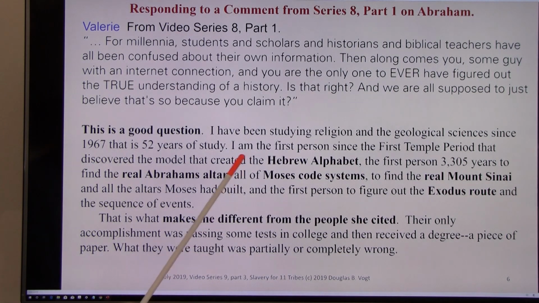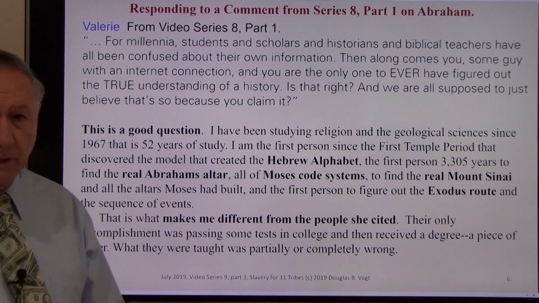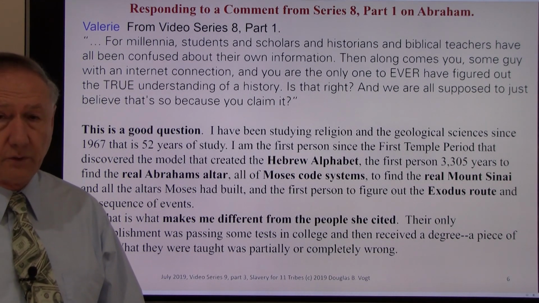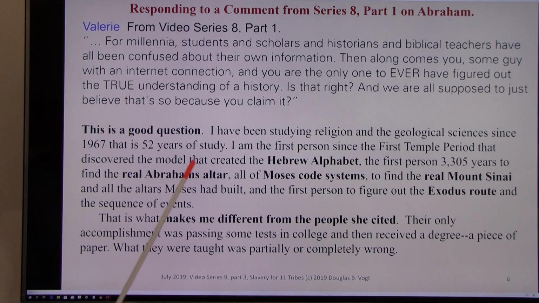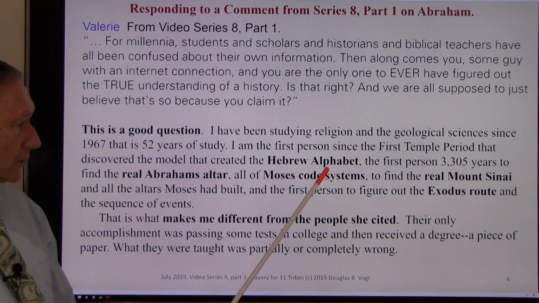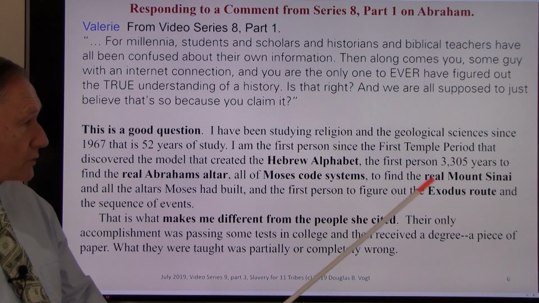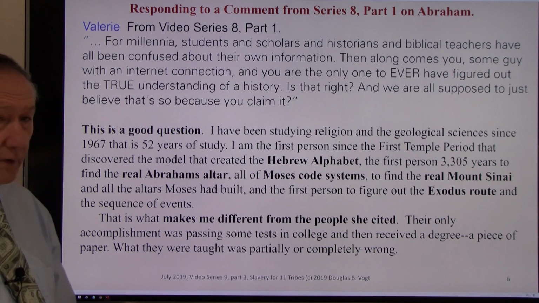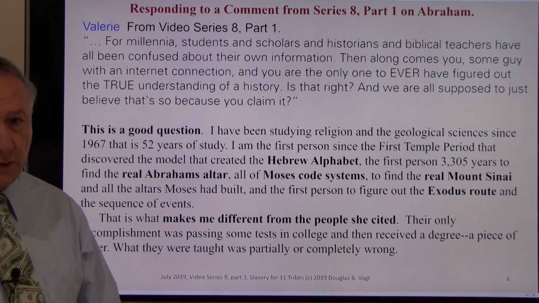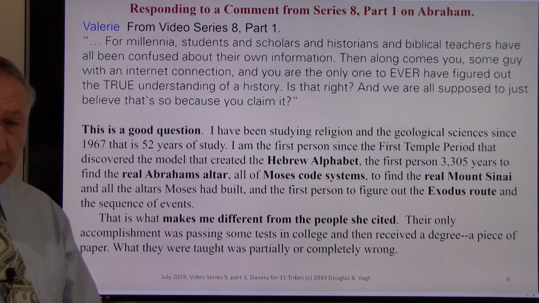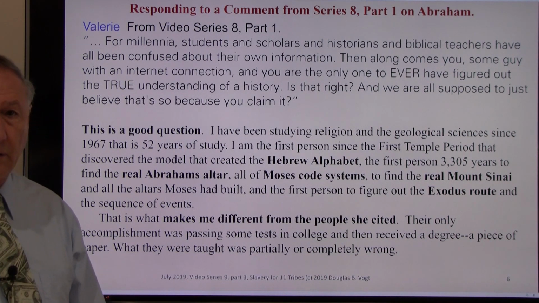So, Valerie, if you're listening, I've been studying this subject of religion and science for 52 years, since 1967. I'm the first person in history to figure out the model that created the Hebrew alphabet, and the video's there for you to see it. First person in 3,305 years to find the real Abraham's altar, not Solomon's lie. It was never in Jerusalem. And you see it. Actually, I think it was in part 2 of series 8, and you actually saw the real Abraham's altar.